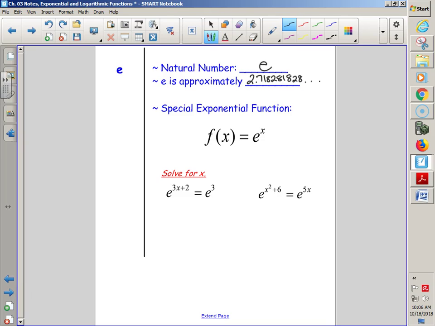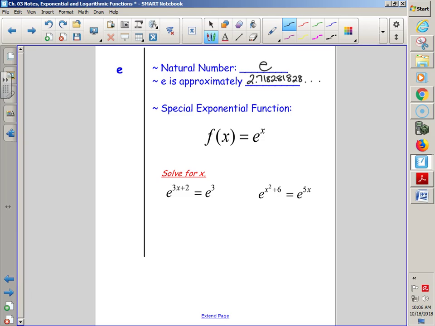But anyway, coming back. I just wanted to make sure you guys knew what to do if you saw an E to the, not just a 2 to the, not just a 3 to the, but an E to the. How could you get X, guys, if both sides had an E to the?